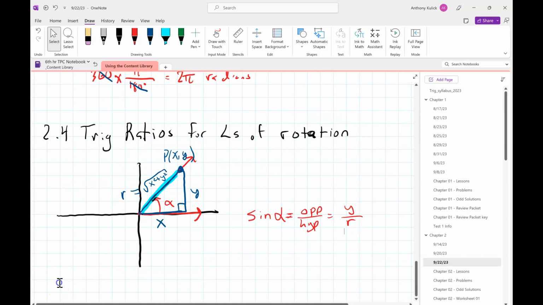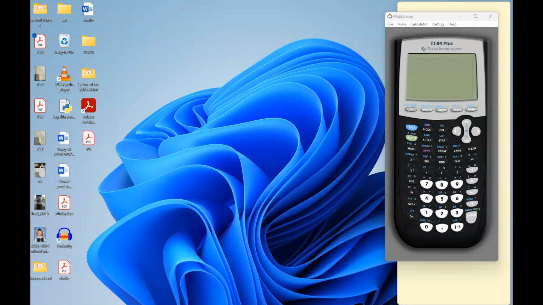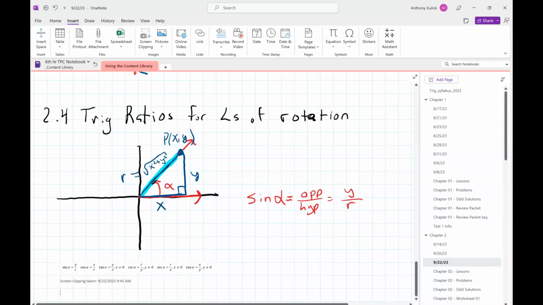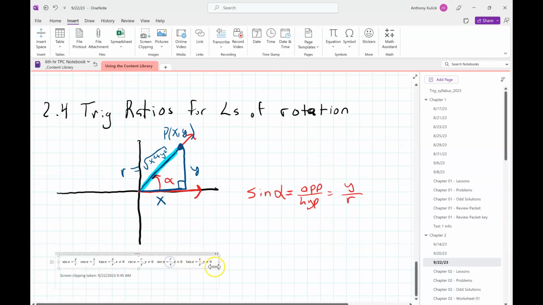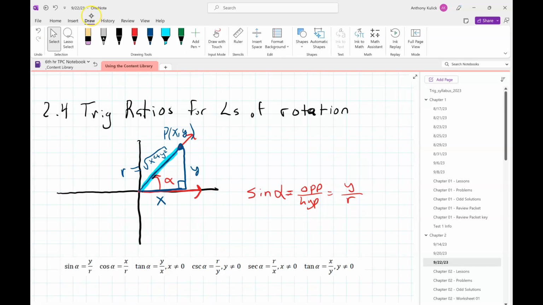Because I know that I can't draw a triangle that has 115 or 107 or 198 degrees in it or something. But I sure as heck can draw a standard position angle like that. So if I do the same translation that we just did, we end up with a new definition for sine, cosine, tangent, cosecant, secant, cotangent.